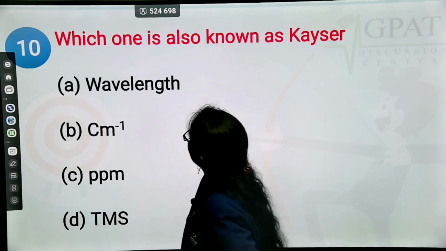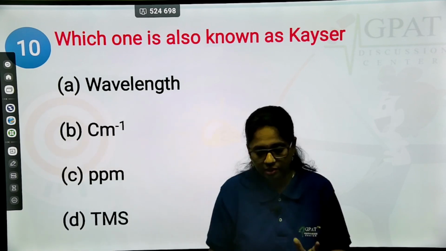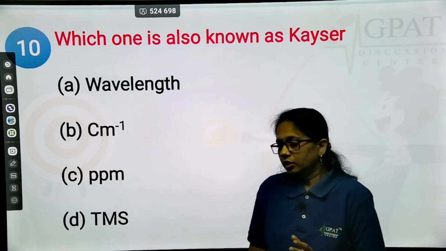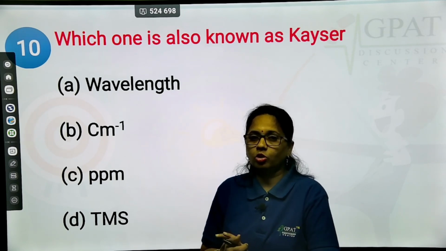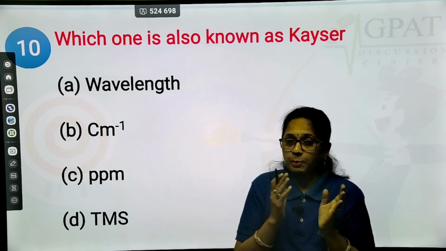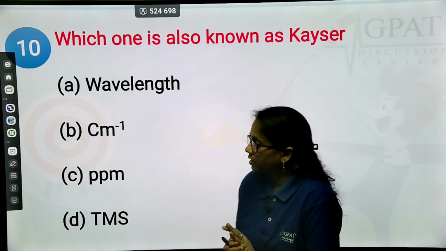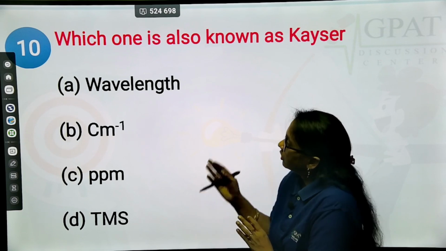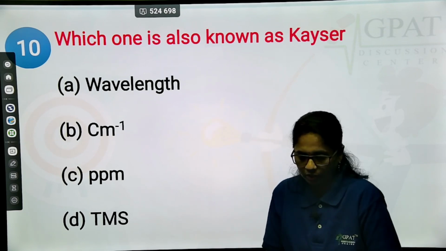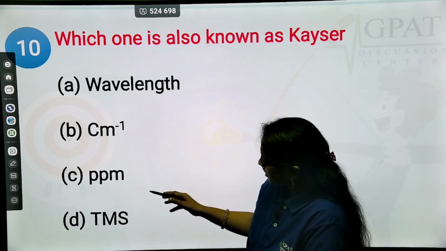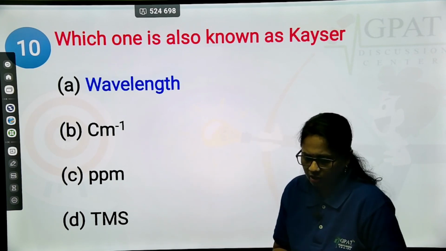And the next question, which one is also known as CLh? Okay, this is a direct question. Actually, CLh is a scientist's name who has determined things about spectroscopy. He has done his research mostly on electromagnetic radiation and spectral lines, how they are segregated. He has done more research on these spectral lines. So this scientist is related to the wavelength. Options, if you see: centimeter inverse, ppm, TMS, nowhere are these three related, only option A is related to that.